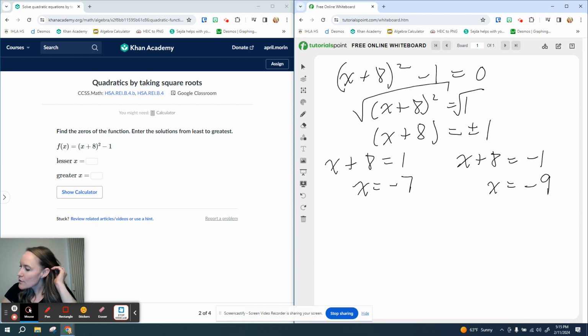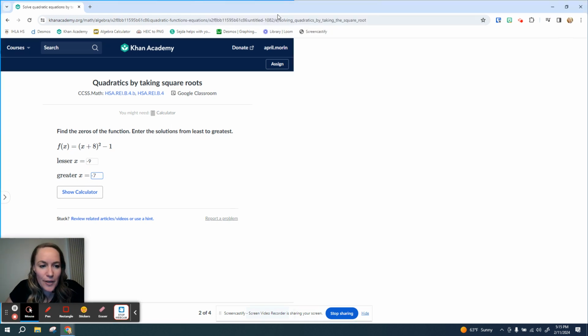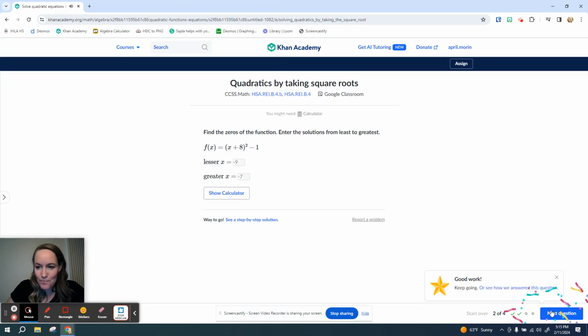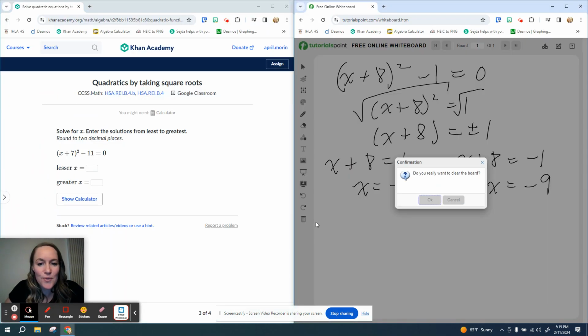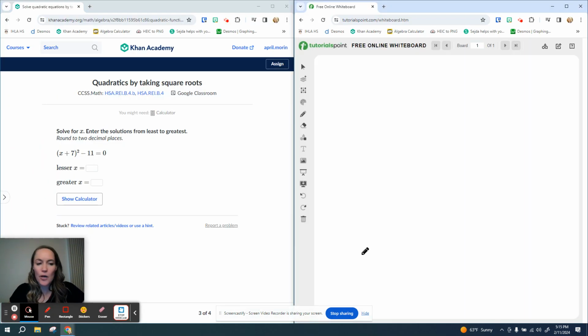So my lesser x is the one that's deeper in the hole, which is negative 9. And then negative 7. Okay, let's check that. All right, looks good. So these aren't so bad once you get used to them, right? Part of math is really about practice.